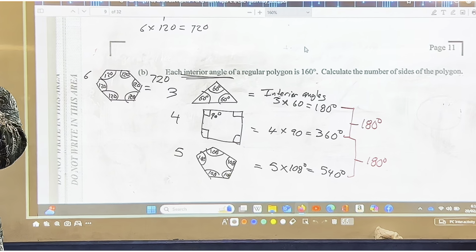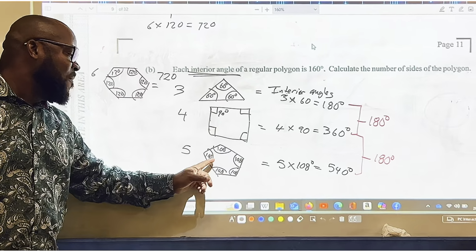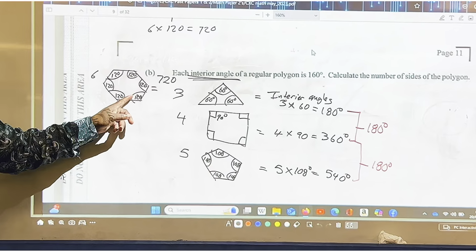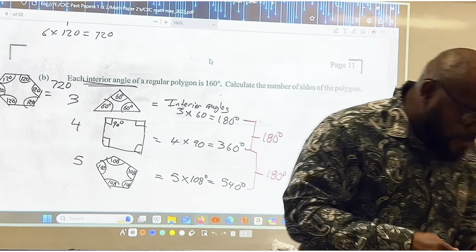It's becoming more obtuse, you realize? This is an acute angle, this is the right angle, this is an obtuse angle, this is definitely an obtuse angle. Catch the angle inside getting what? Each of them getting what? Bigger, you understand? Right. So this is the formula.